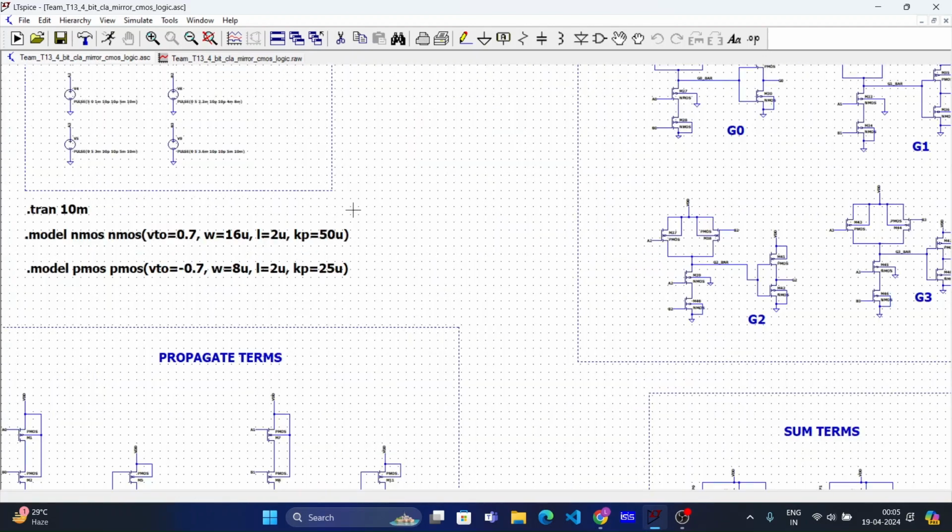This is our .model statement that we have given for PMOS and NMOS. For NMOS, the threshold voltage is 0.7, the channel width is 16u, and channel length is 2u. Kp is 50u. The Kp for NMOS is double that of PMOS, and channel width is also double that of PMOS. For PMOS, VTO is 0.7, channel width is 8u, channel length is 2u, and Kp is 25u. We have run this for 10 milliseconds.